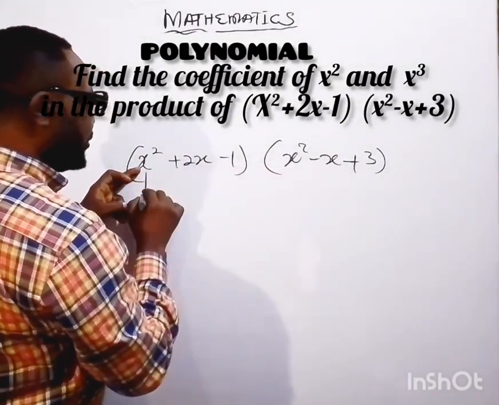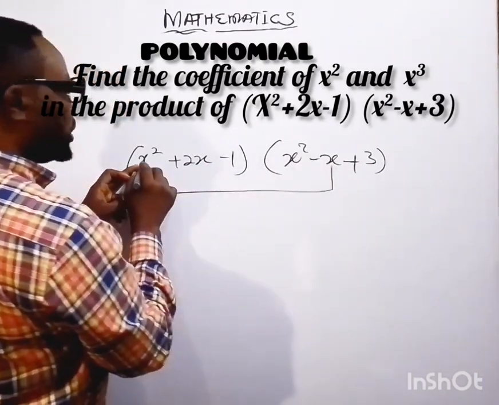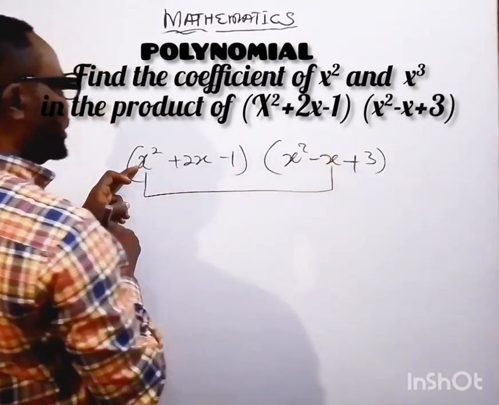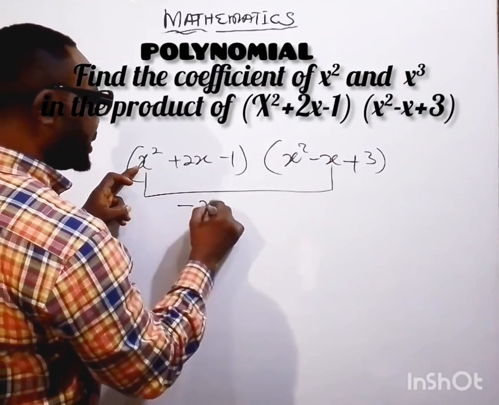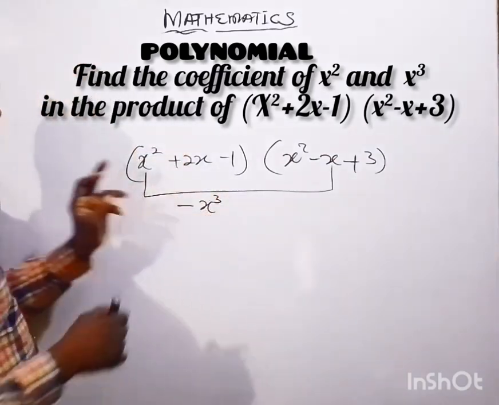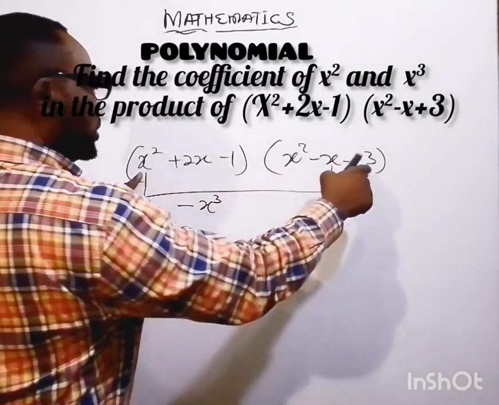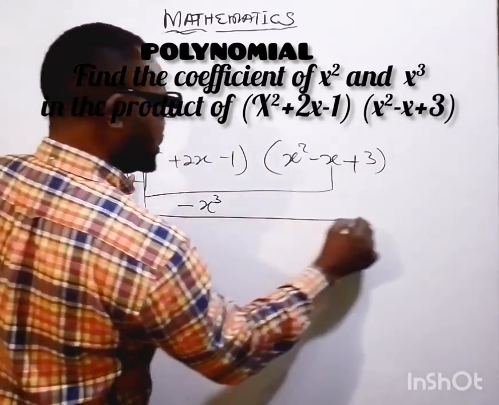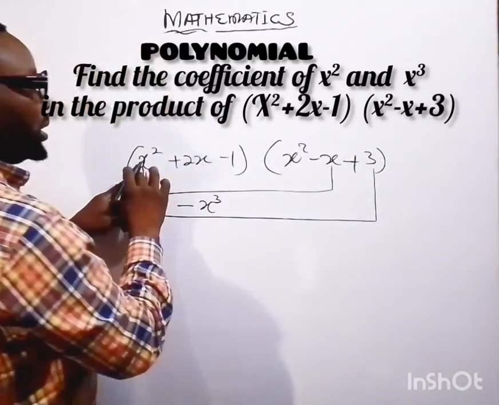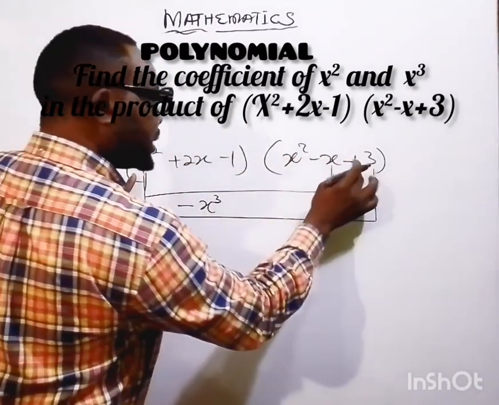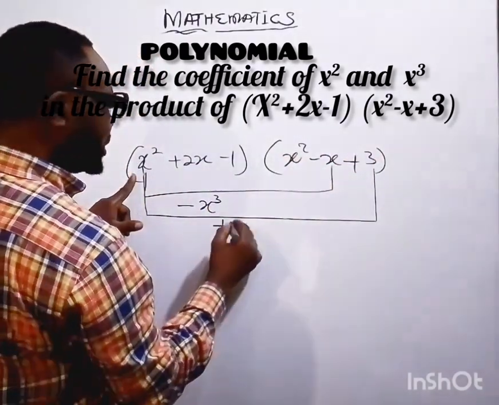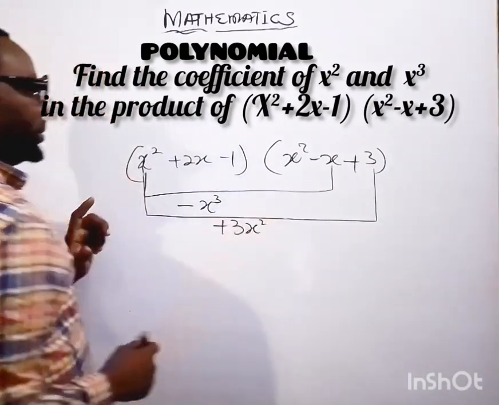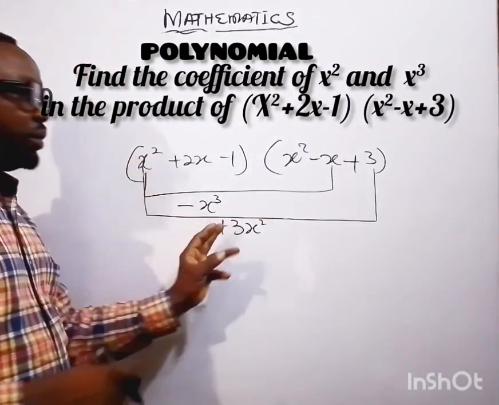Okay, this multiplied by this gives x raised to the power of 4. Multiplied by this, that will give me x squared times x, that will be what? Minus x raised to the power of 3. I write that term out. Then this one too, x squared times plus 3, that is plus 3x squared. I've been able to get these two terms for this one now.